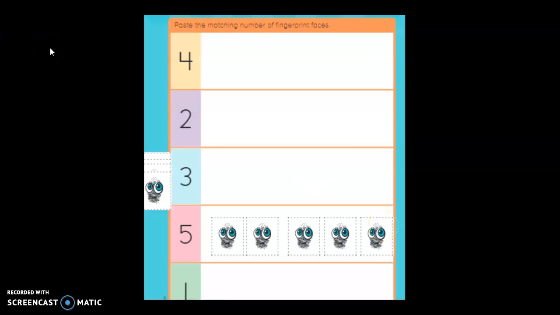Now you may notice that things are not exactly in number order. We have a 4, and then a 2, and a 3, a 5, and a 1. Those are not in order. That's okay. We need to get used to seeing a number and being able to know how many objects that represents without being in order.